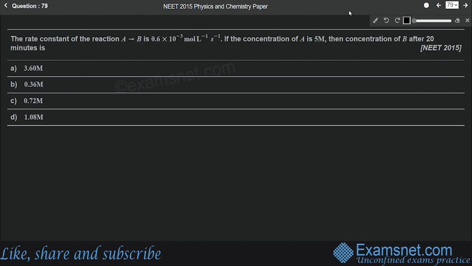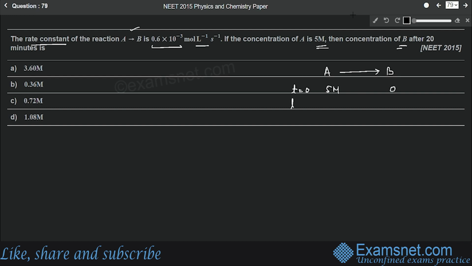Question number 79 is from the chapter Chemical Kinetics, and the question is, the rate constant of the reaction A to B is 0.6 into 10 to the power minus 3 moles per liter per second. If the concentration of A is 5 molar, then the concentration of B after 20 minutes is. So let's write down the reaction here. A is the reactant, B is the product. Now the concentration of A at time t equals 0 is 5 molar according to this question, and the concentration of B will be 0.